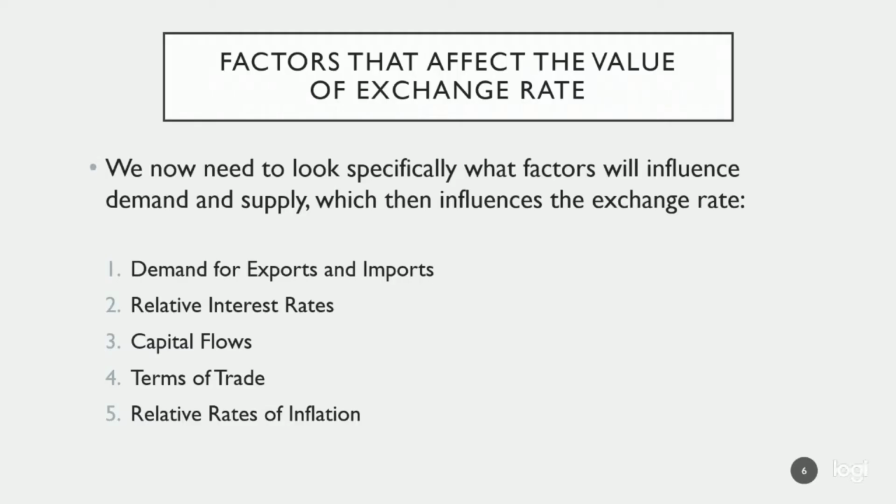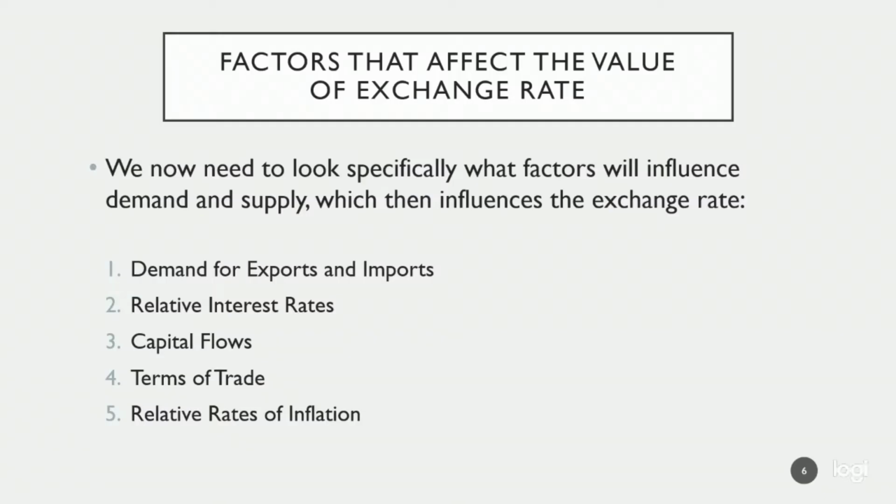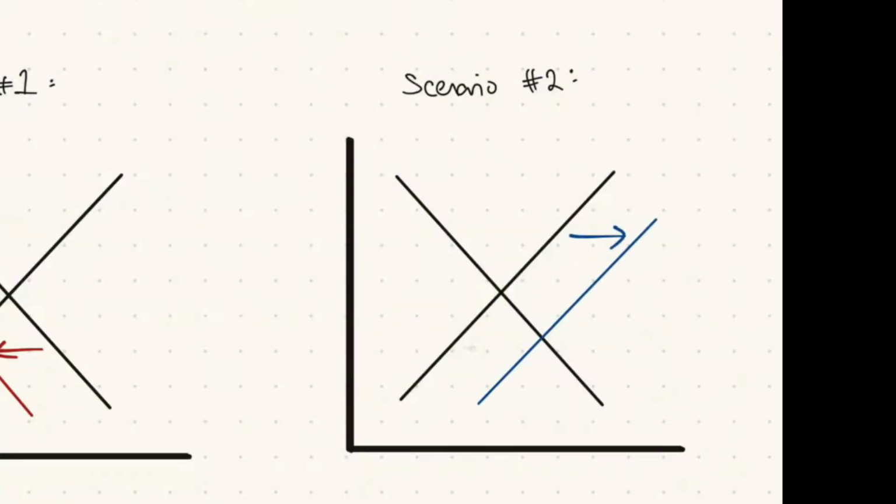Now, for imports, if we are increasing our demand for international imports, we are technically supplying more AUD into the foreign exchange market in order for us to purchase those international goods and services. And so what we see is that the supply curve is going to shift to the right, depreciating the AUD.